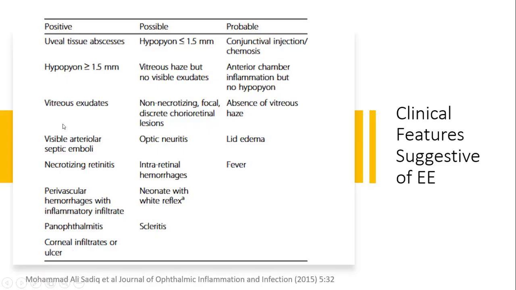You can sometimes see the septic emboli. You can have necrotizing retinitis and perivascular hemorrhages and infiltrates, which can be seen around the vessels.